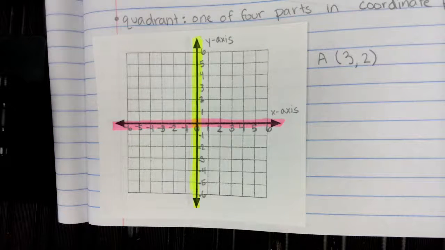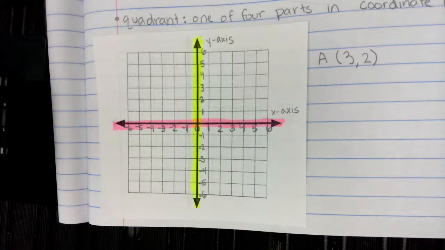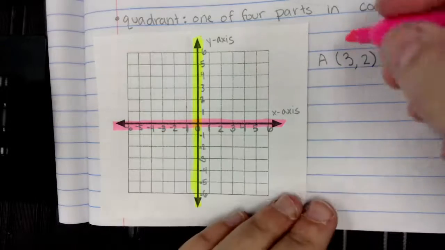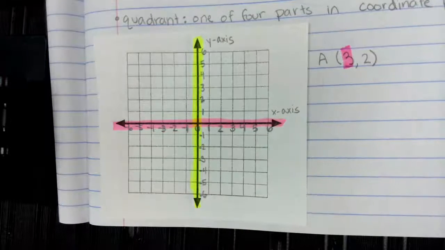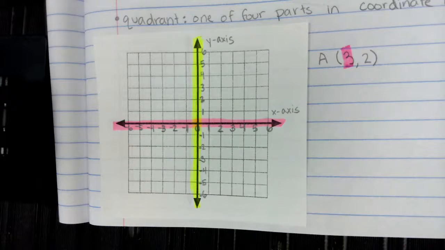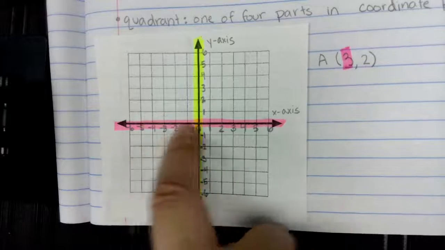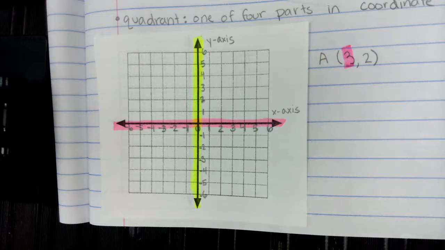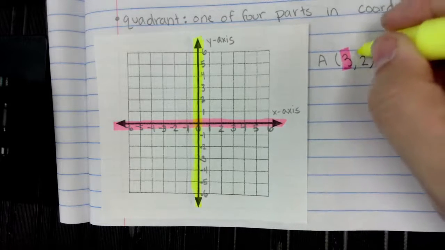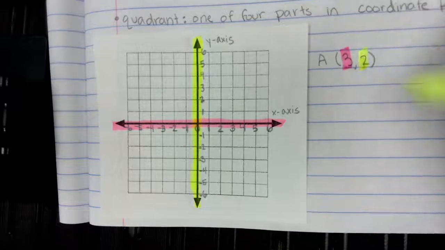So with 3, 2, which one is our x coordinate? 3. So that's my pink. You match it with your x-axis. So look at your x-axis. Whatever color you did your x-axis, you can match it. And 2 is the y-axis. So it always goes x, y.